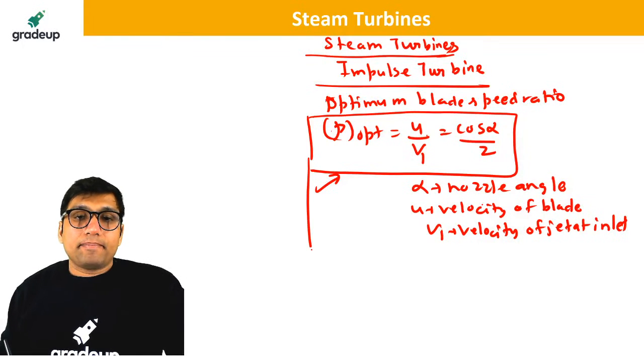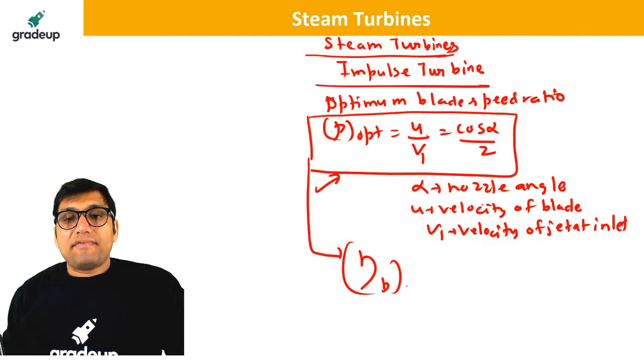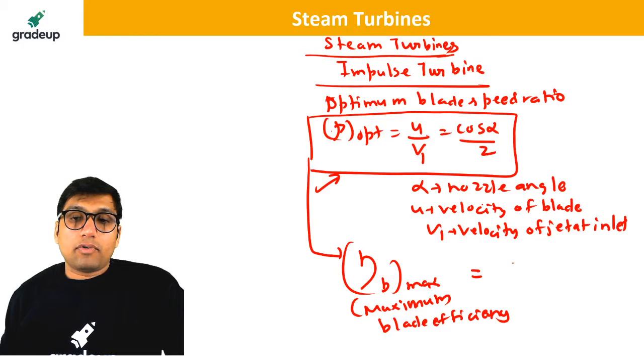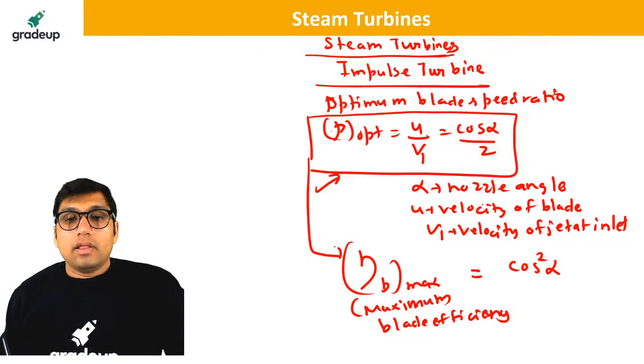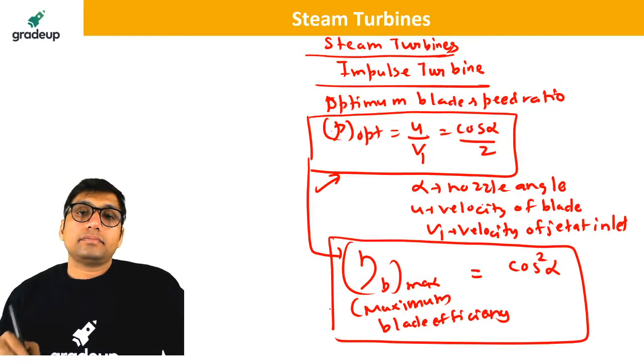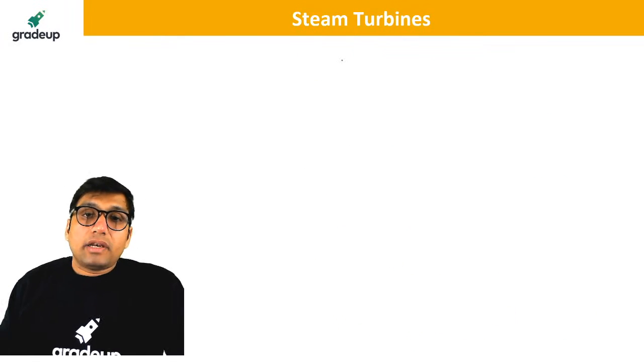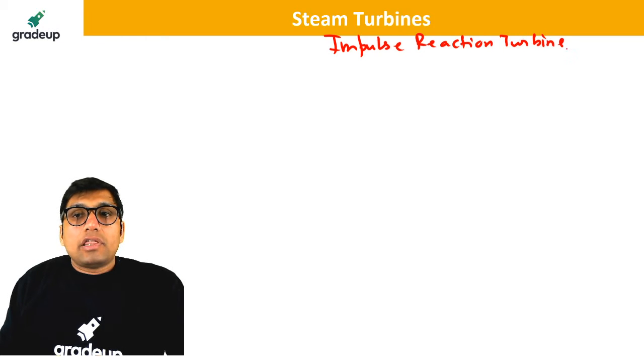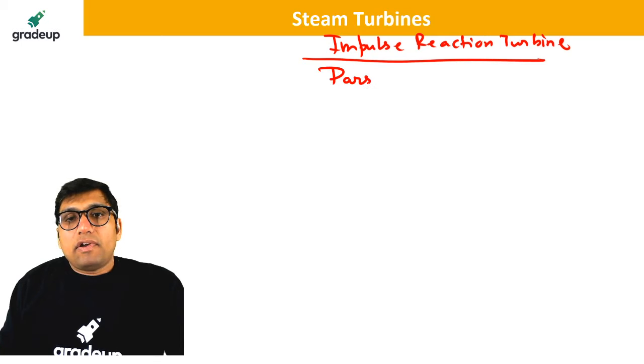This is the formula for optimum blade speed. And for a simple impulse turbine, the maximum diagram efficiency, or maximum blade efficiency, is equal to cos square alpha. This is the formula for maximum blade efficiency of a simple impulse turbine. For an impulse reaction turbine, the important turbine is the partial turbine. Partial turbine is also called the 50% reaction turbine.